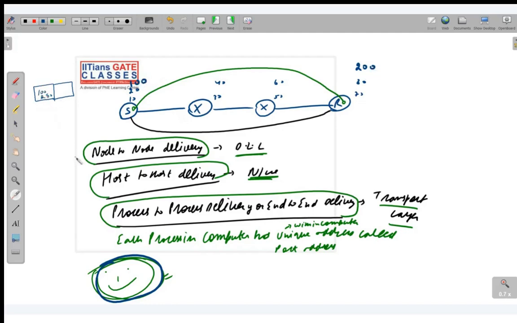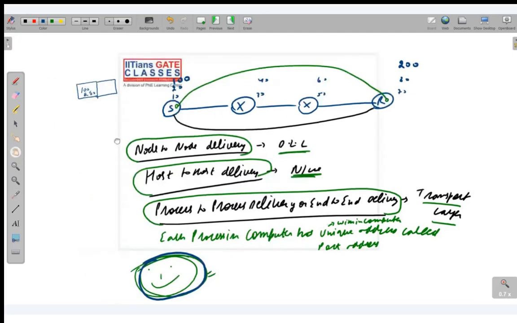Some GATE questions have been asked from this topic, so please try to concentrate, and I will tell you which questions have been asked. Now this transport layer packet will be given to the network layer. The transport layer packet, try to remember, is a segment or user datagram, depending on the protocol. I will tell you which protocol uses segment and which uses user datagram after a few slides.